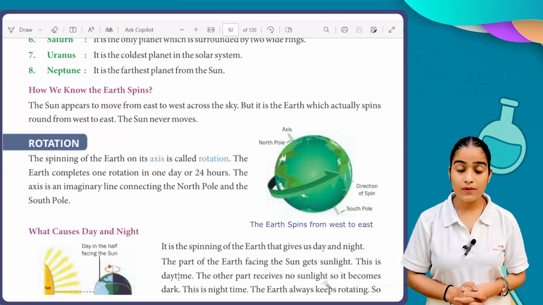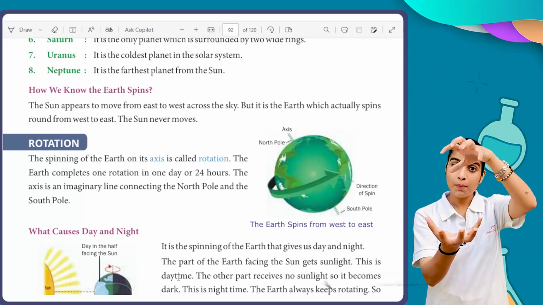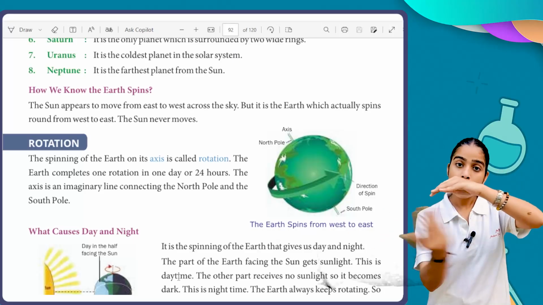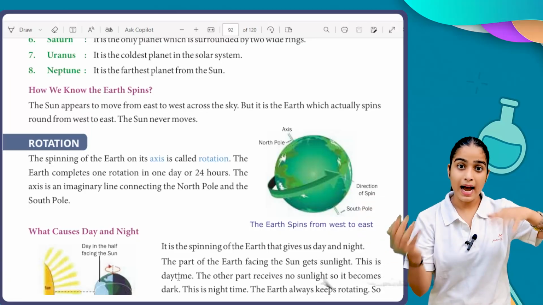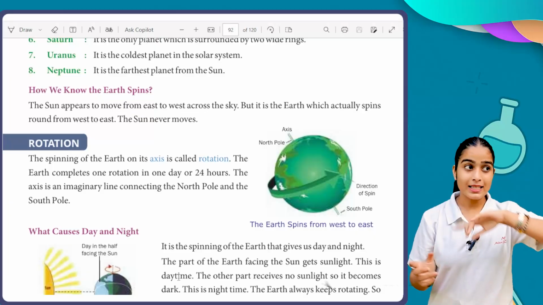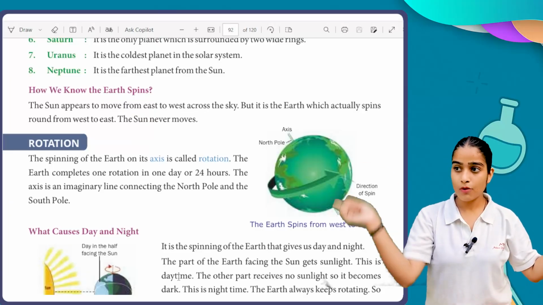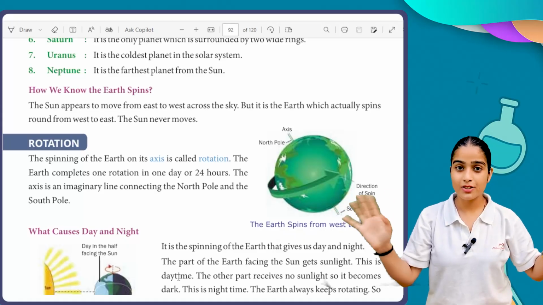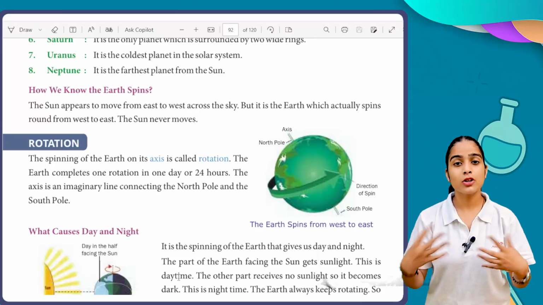The sun never moves. As we already understand, the sun is fixed at a particular point, and all other planets are revolving around the sun at a fixed axis. So when you say the sun rises from the east and sets in the west, it is not true. Your Earth is revolving in such a way that it looks like that.